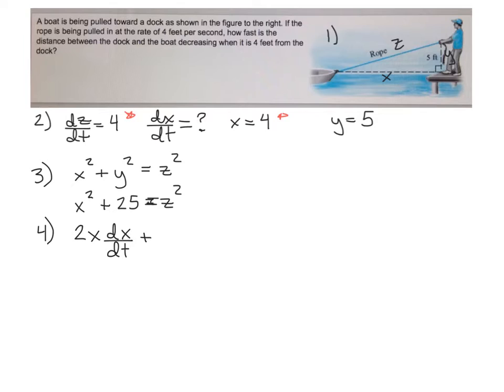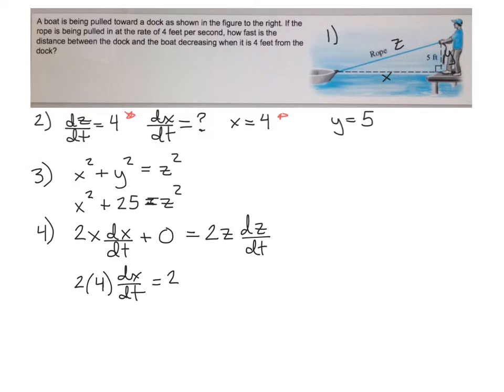Plus the derivative of 25 is 0. The derivative of 2z is 2z times dz/dt. And again, we need to apply implicit differentiation. All right, and now I think we're ready to plug in what we know. 2x, we know x is 4. dx/dt, that's our big question mark that we're going to solve for, is equal to 2z.